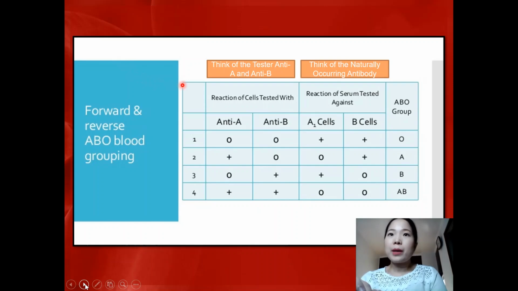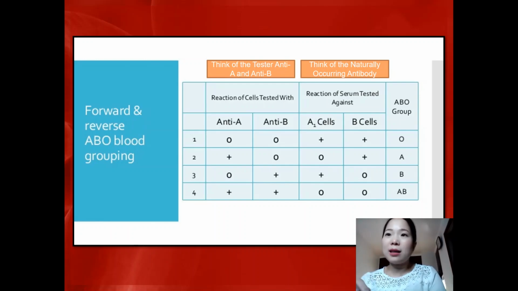So this is a summary of a forward and a reverse ABO blood grouping. This is for the forward testing, and this is for the reverse testing. Okay, so we go first to the forward typing, or the forward testing. Again, remember, when you are using the forward testing, you use a tester anti-A and anti-B. You have the red blood cell of the patient.